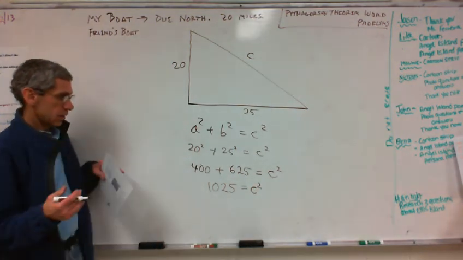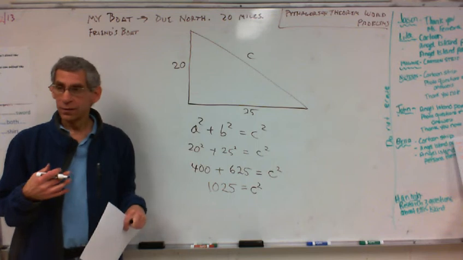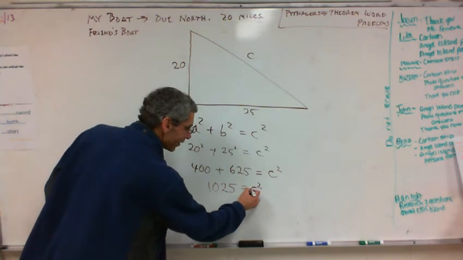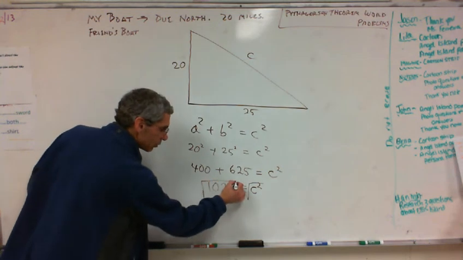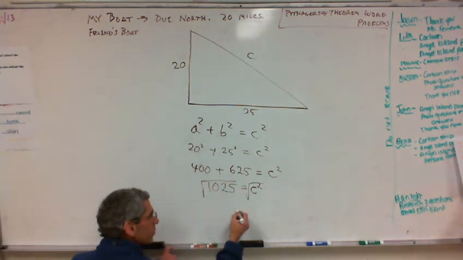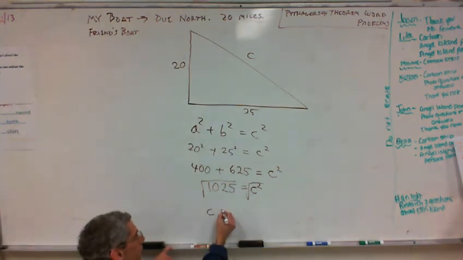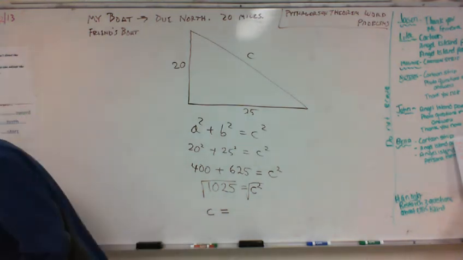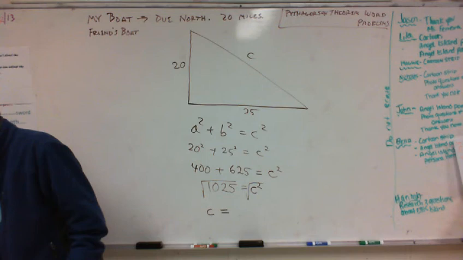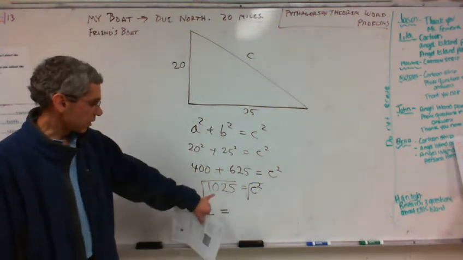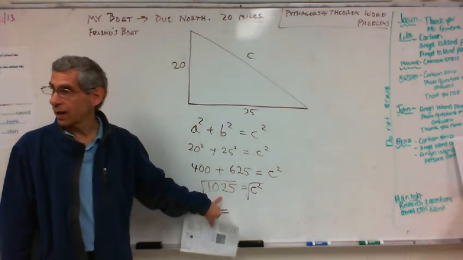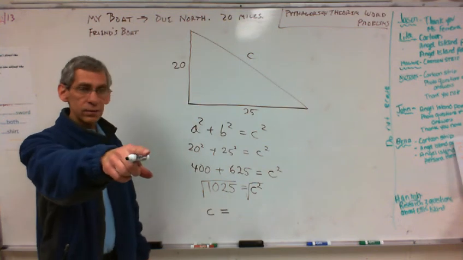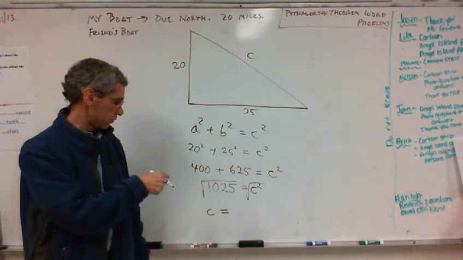What is the square root of that? We have to take the square root of both sides. That tells me that c is equal to... I don't know what that is, and I wonder if I have a calculator. Does anybody have a calculator? I know I could take a 25 out of this, I could simplify it, but I'd almost rather just use a calculator. So what is the square root of 1025?